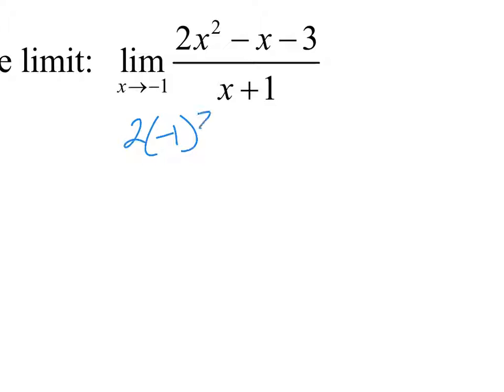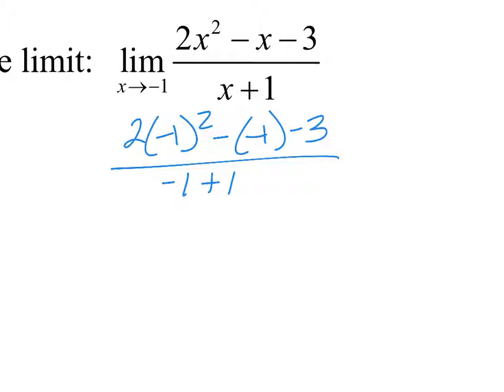So you plug in the negative 1. We try direct substitution, and we end up with 2 plus 1 minus 3 on top, which is 0, and negative 1 plus 1 is 0 on the bottom. Yes, indeterminate form. You can't divide a number by 0.